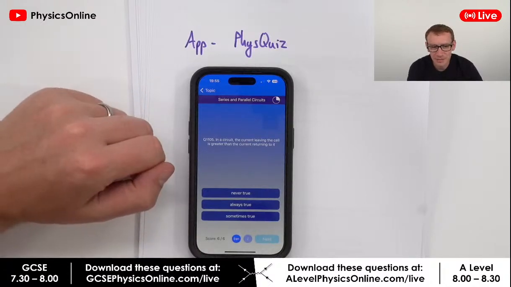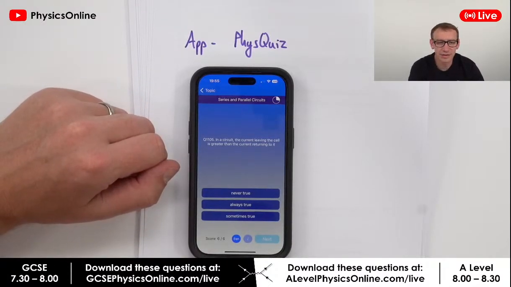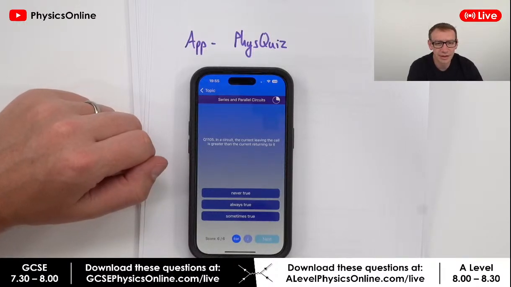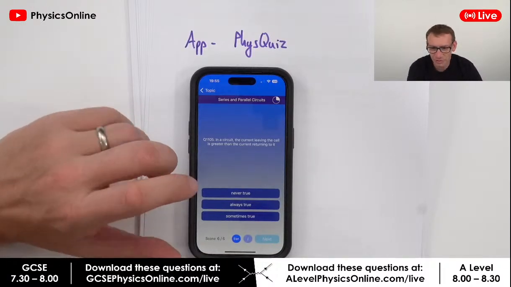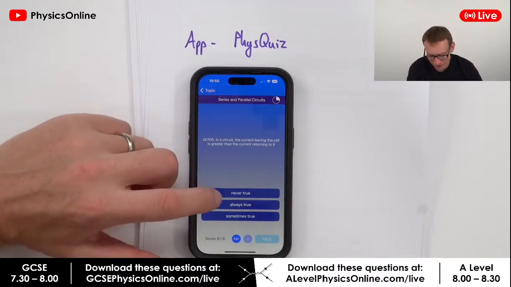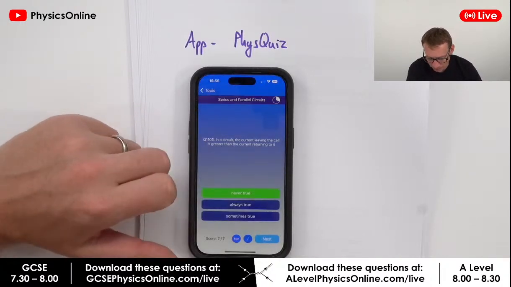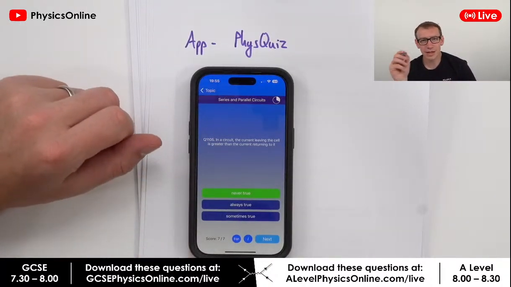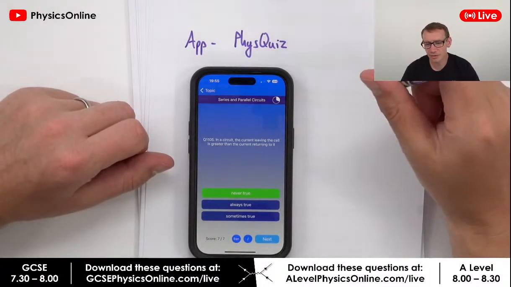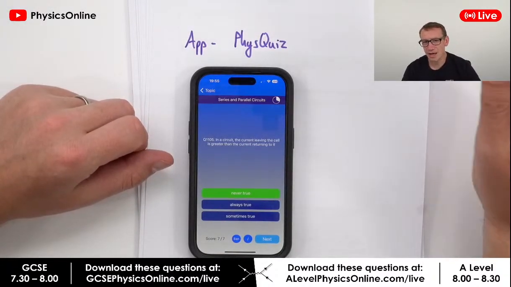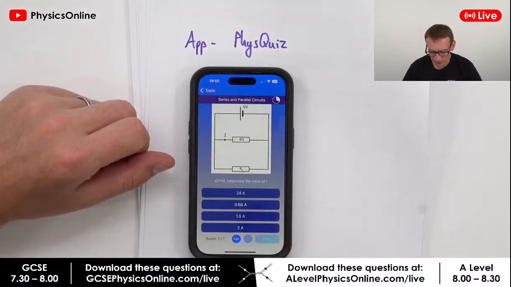In a circuit, the current leaving the cell is greater than the current returning to it. A, B or C: never true, always true, or sometimes true? People are saying A, never true. This one's not as many people are answering, but I think the right answer is A, never true. Basically the current leaving must always be the same as the current going back into it. Yeah, Kirchhoff's first law, looking at the sum of the currents at any point in that circuit.